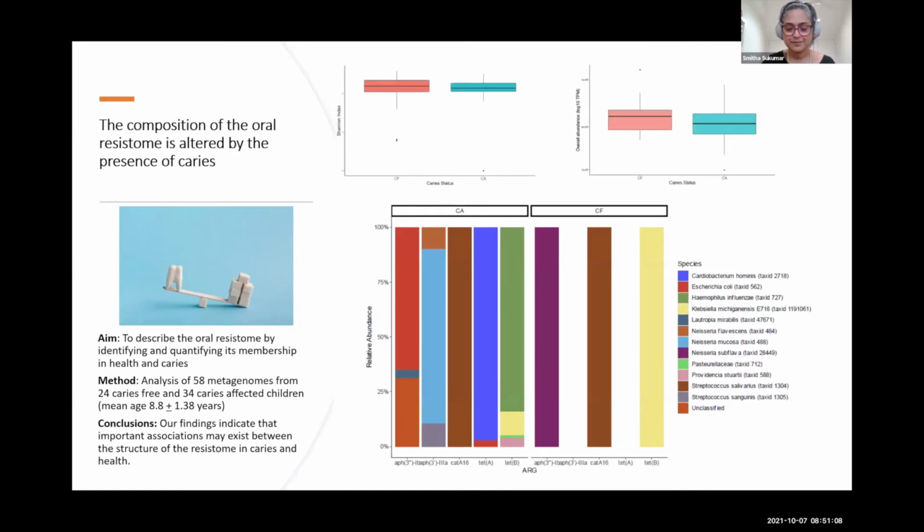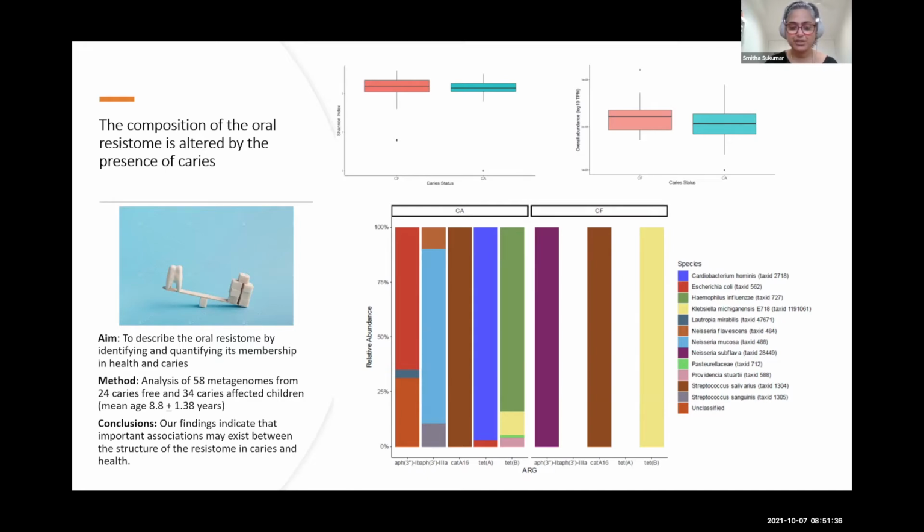The composition of the oral resistome is altered by the presence of caries. Hello. Our study looks at the collective of antimicrobial resistance genes, or the resistome, in the mouth and how it's affected in health and disease. Caries or tooth decay is a multifactorial lifestyle disease associated with dysbiosis of the oral microbiome. However, the notion of bad bacteria has not been borne out by taxonomical studies, which means functional characterization of the oral microbiome is required, including understanding its resistance potential.